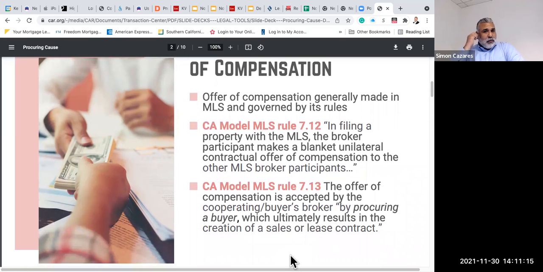California Model Rule number 7.3: the offer of compensation is accepted by the cooperating broker by procuring a buyer, which ultimately results in the creation of a sale, a lease, or a purchase contract. Absolutely. So in order for this to be valid, you must have a buyer and a seller, you must have a listing agent and a buyer's agent, and there must be a contract in place. And that contract is drafted by the agent, right?